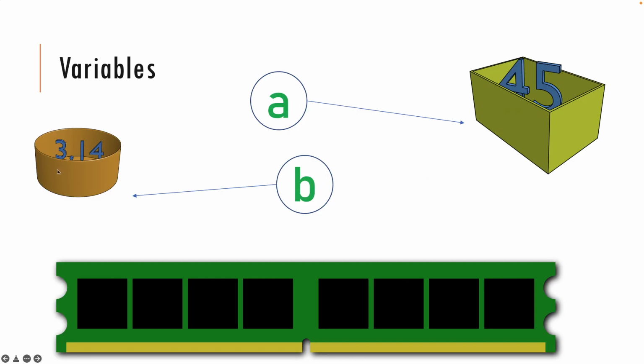Here you saw this is a cylinder, and this is a box-like structure. This is to show you that not all values take the same amount of memory, and not all values are stored the same way in the RAM.